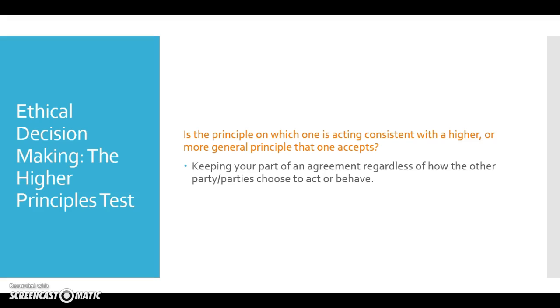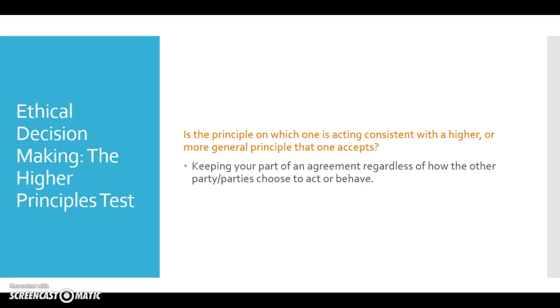The fourth is the Higher Principles test, and this involves asking whether the principle on which one is acting is consistent with a higher or more general principle that one accepts. One way to think about this is keeping your part of an agreement regardless of how the other party or parties choose to behave. I believe the example in the textbook is cleaning a house that you share with a roommate because you had an agreement that each roommate would do a certain part, and even though the other roommates aren't doing their part, you continue to do your part. So, the Higher Principles test.